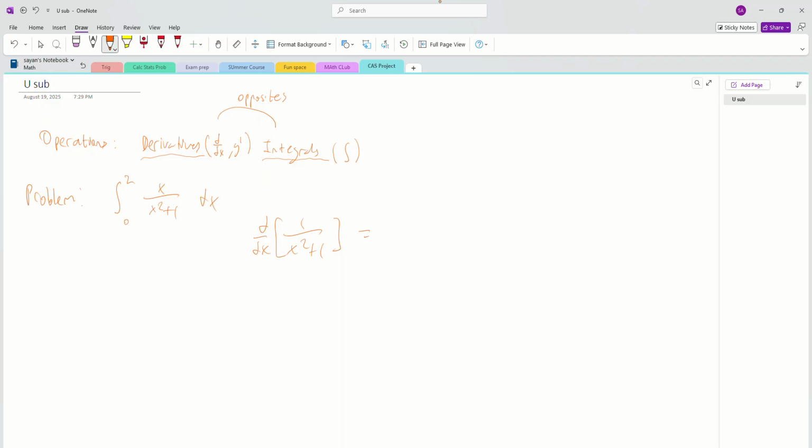When I differentiate this, I'm going to get 1 over x squared plus 1 quantity squared, negative, multiplied by the derivative of the inside, which is 2x. You'll notice that is pretty close to what we have over there already, right? Minus a couple details. But anyway, that's what I just wanted to get going right now.